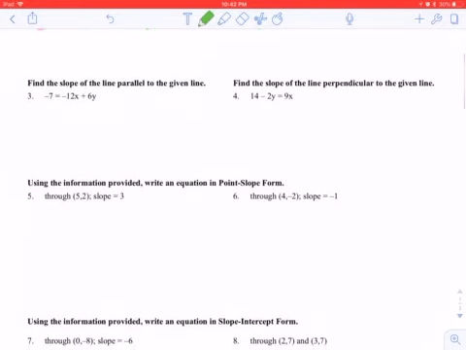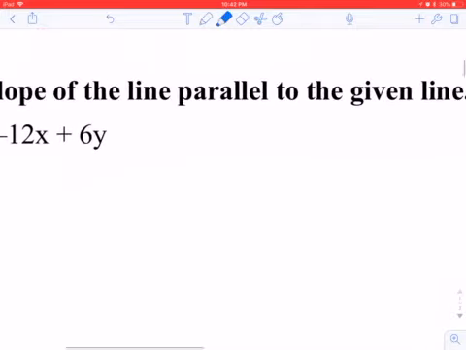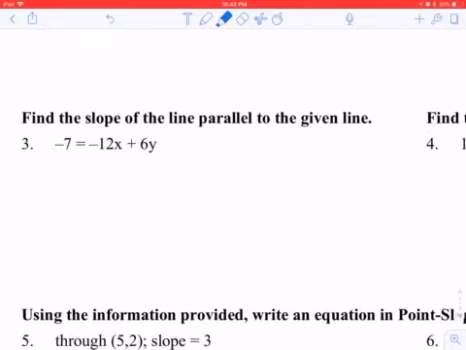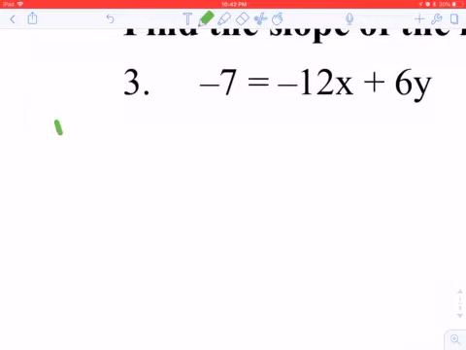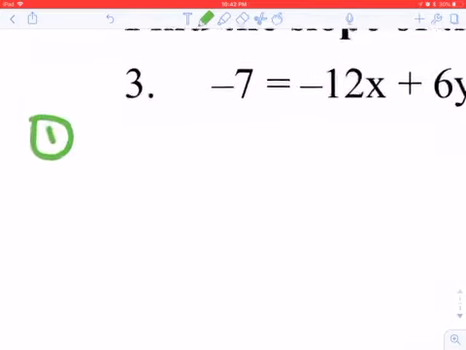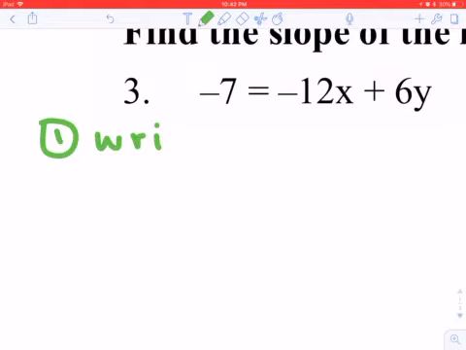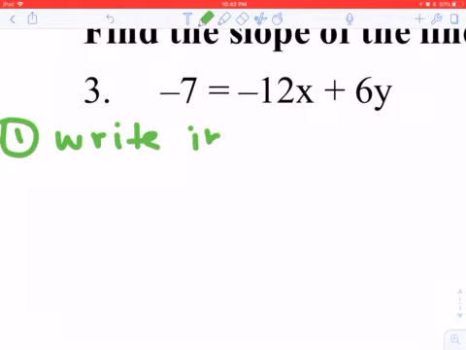Okay, 3 and 4 looks a little bit different. But remember, we've done this before on one of the assignments. So this one they're asking you to find the parallel of the line given. First thing you must do, you have to rewrite this in slope-intercept form. So write in slope-intercept.